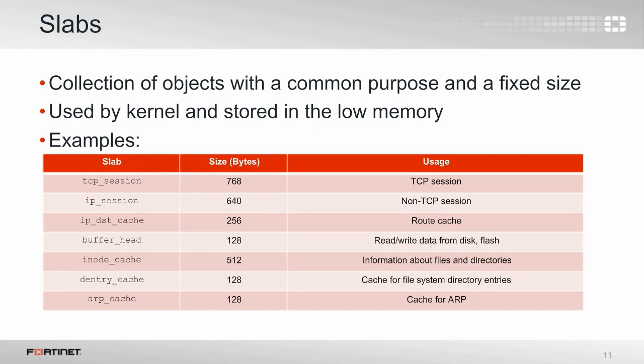The kernel memory slabs are collections of objects with a common purpose. They are used by the kernel to store information in the low memory. The slide shows an example of some slabs. There are slabs for storing information about TCP sessions. The entries in the route cache are also stored in low memory slabs.